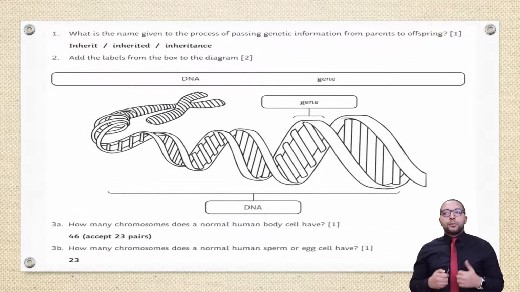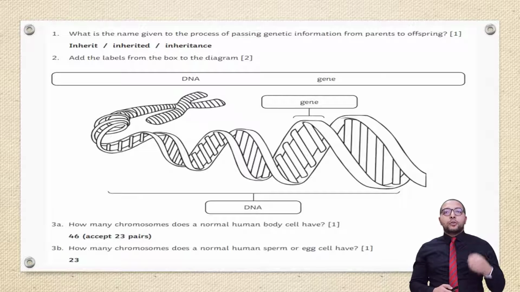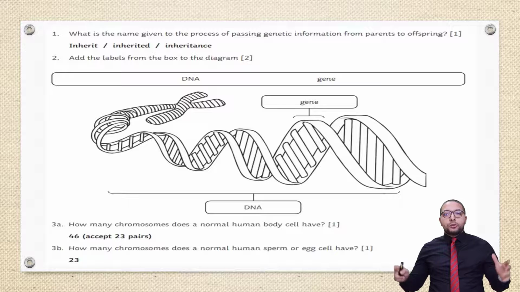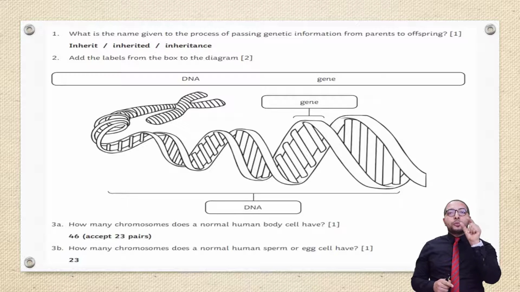The first question, the process in which the parents pass the genes to the offspring is called inheritance or inherited or inherit. Any of them is going to be considered correct. For the diagram, the largest part or the largest drawing is going to be called DNA, and the smallest part is going to be called genes.